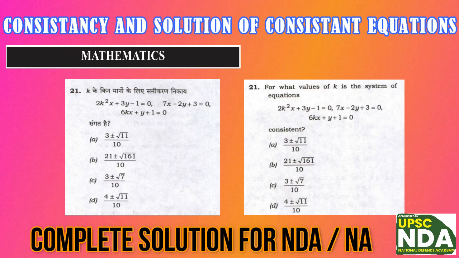First option: 3 plus minus root of 11 by 10. Second option: 21 plus minus root of 161 by 10. Third option: 3 plus minus root of 7 by 10. And fourth option: 4 plus minus root of 11 by 10. So we have to figure out which one of the options is correct. Before starting the solution, we'll go through the meaning of consistent, and then we'll understand the detailed solution.